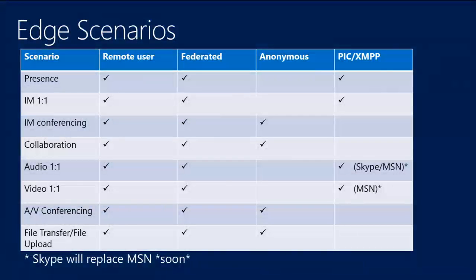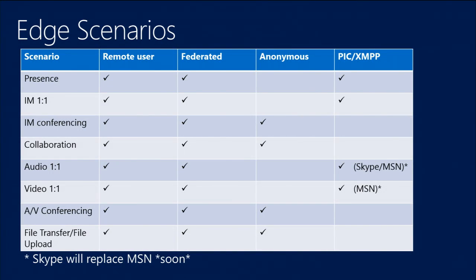Well, there are a number of scenarios that the Edge services provide for us. We break them down really into 4 chunks, if you will. Remote user access, federated access, anonymous access, and what we call the public IM connectivity components. So if we look at the first column, remote user access, that is the ability for your users that are in your corporate environment to be able to utilize the Lync platform outside of the environment without requiring any sort of VPN technology. That's what we mean by remote user access.